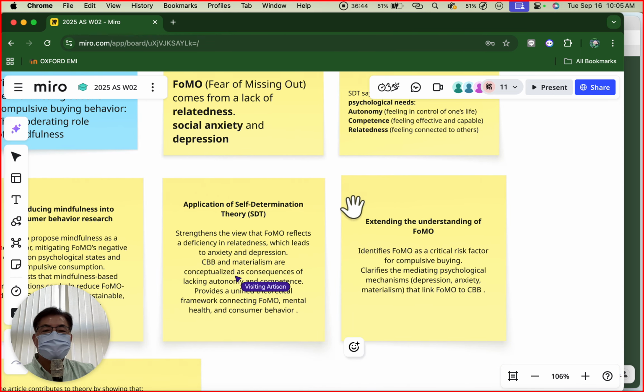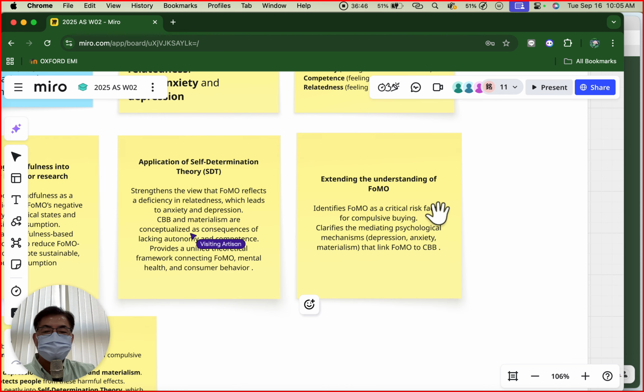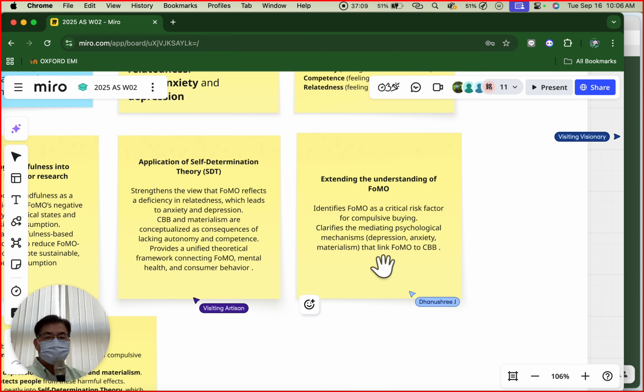But based on the last sticky note here, identify fear of missing out as a critical risk factor, so it's the independent variable, for the dependent variable, compulsive buying, clarify the mediating psychological mechanism. Based on this description, this article also has a mediator. Am I right? Yes. So both moderator and mediator are in this model, in this research. So it's a complex study for me.